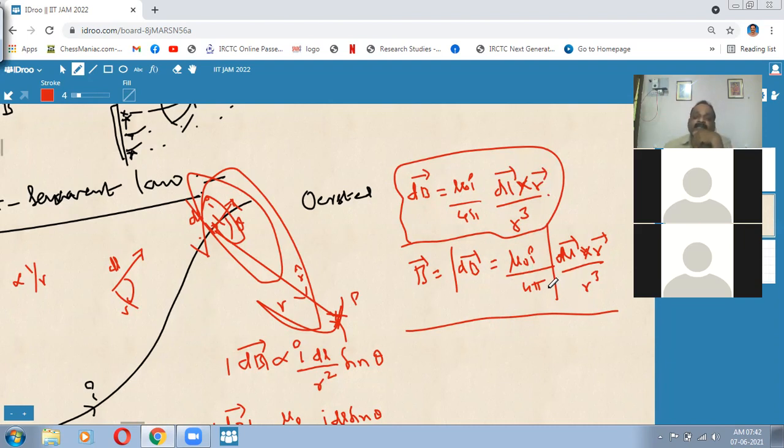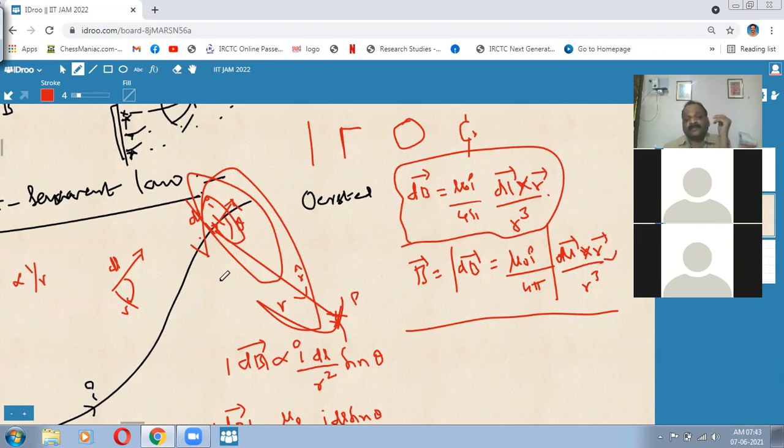Why have they not integrated this? Integration depends on the shape of the wire. A wire may be straight like this, or bent like this, or in a circular path, or in a semicircular path like this. In different cases, the integration path will keep changing. So they have given us the basic fundamental formula. Depending on the shape and length of your wire, you integrate yourself. That's why they have left this integration.